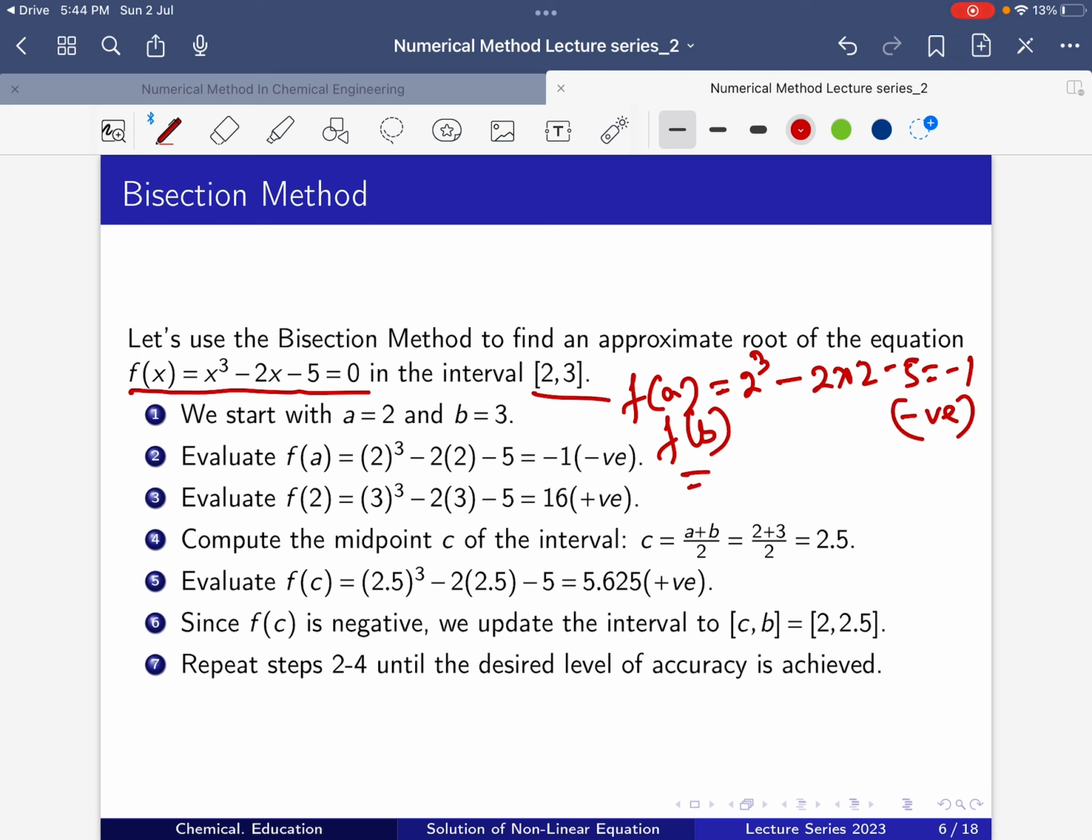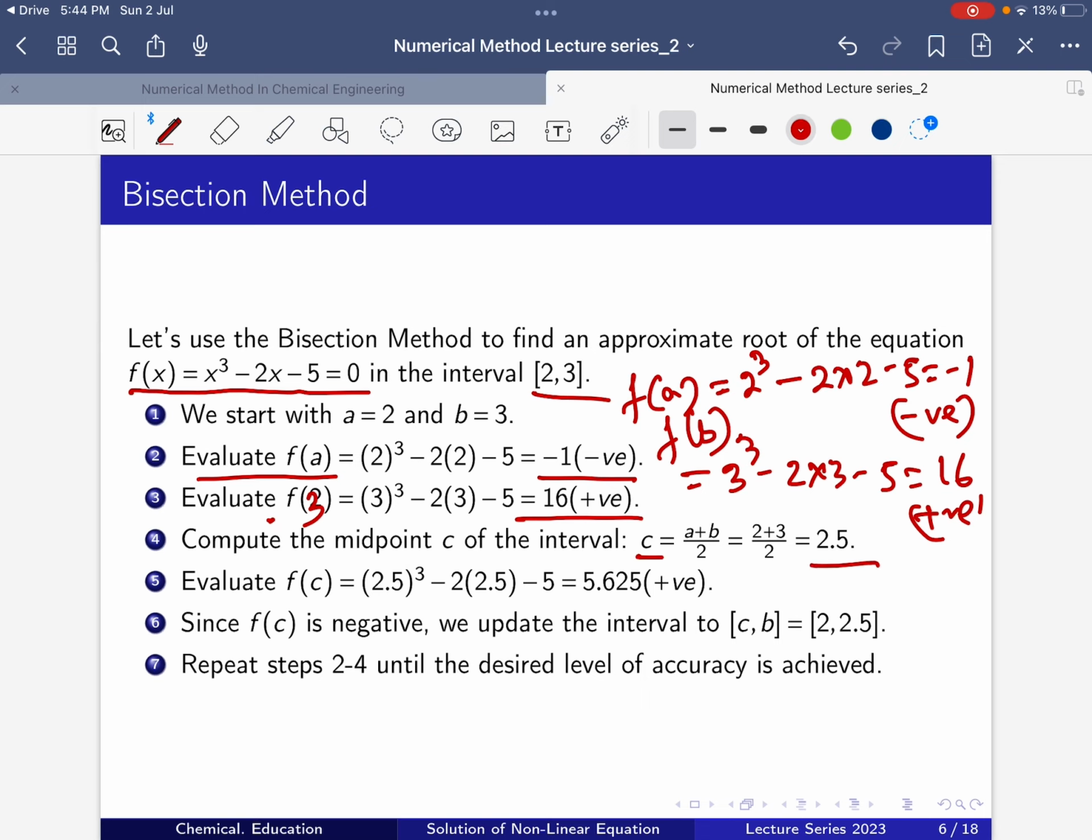And f(b), so that is 3 cube minus 2 into 3 minus 5, so that is 16, positive. So root lies between the interval 2 and 3. Now evaluate f(a), so that is negative, and f(3), so that is 16, positive. Now coming to the midpoint c, so c will be (2 plus 3) by 2, 2.5.